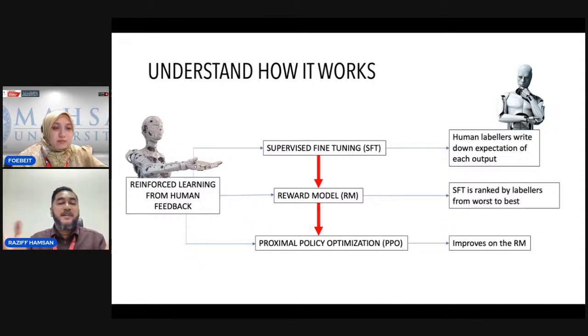So the basic principle of AI is reinforcement learning from human feedback. Believe it or not, artificial intelligence started off from human brains, right? So first, what does it do? It does SFT, what we call supervised fine-tuning. What happens here is you have a bunch of humans, what we call human labelers. They key in what is going to happen after a set of actions happens.